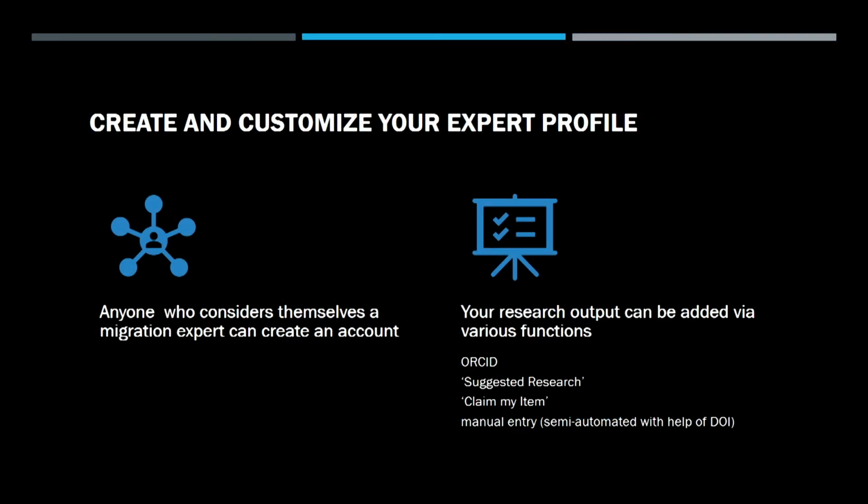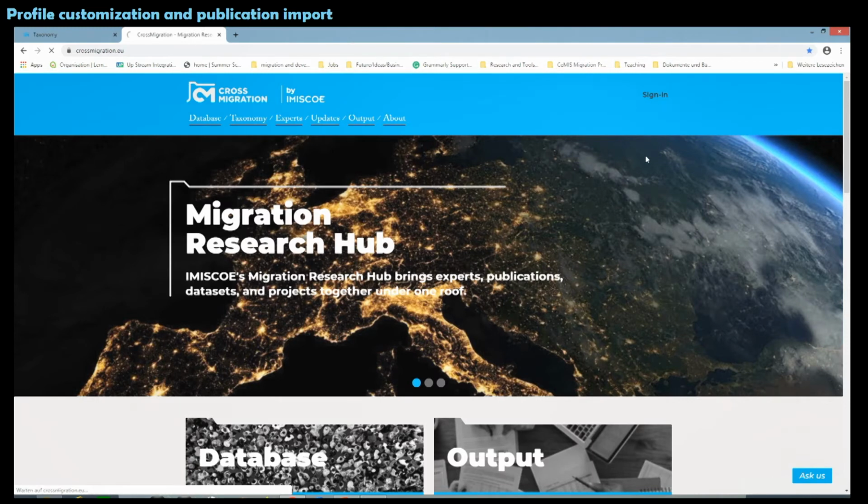Now, what would be the hub without our experts? So the Research Hub contains an expert database or expert roster, and you can be part of it. Anyone who considers themselves a migration expert can create an account and feed it with their publications and research outputs, right? So you can be part of it. You can also be found. And this is how it works.